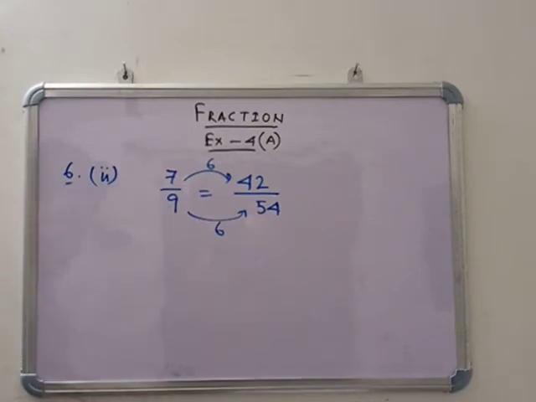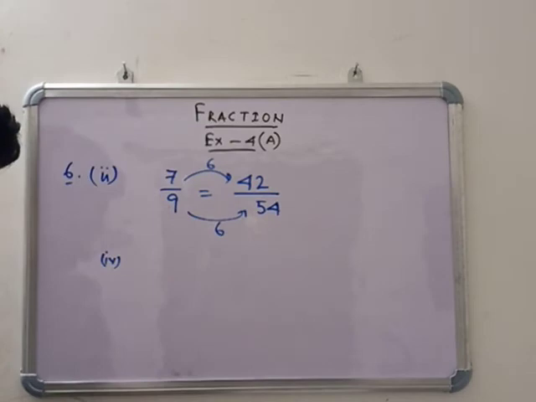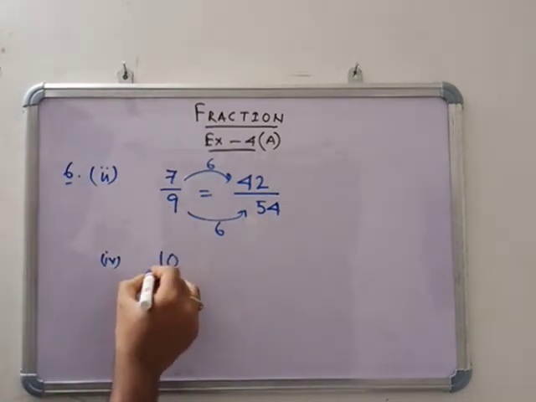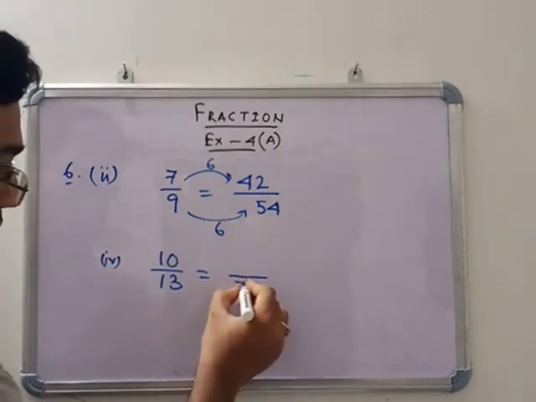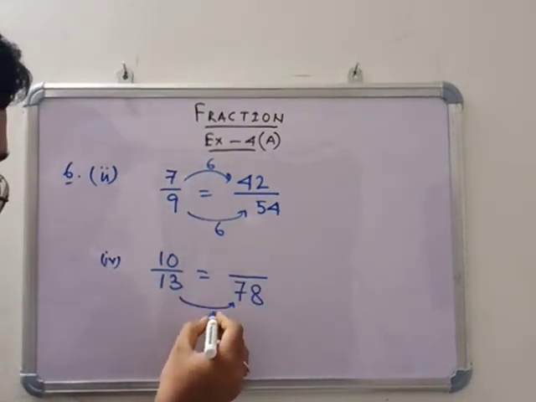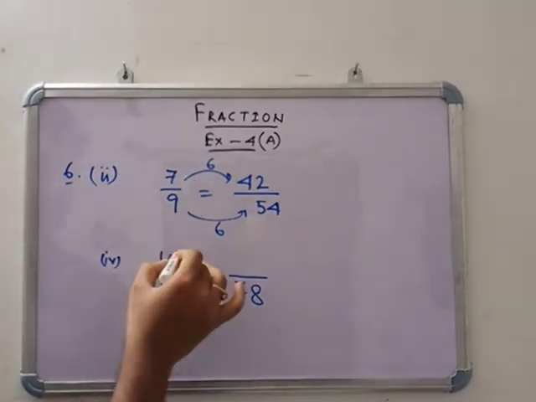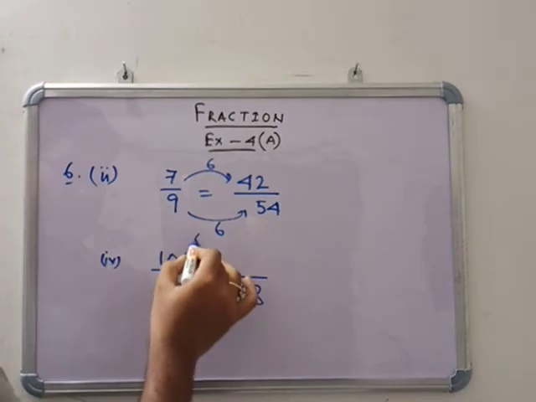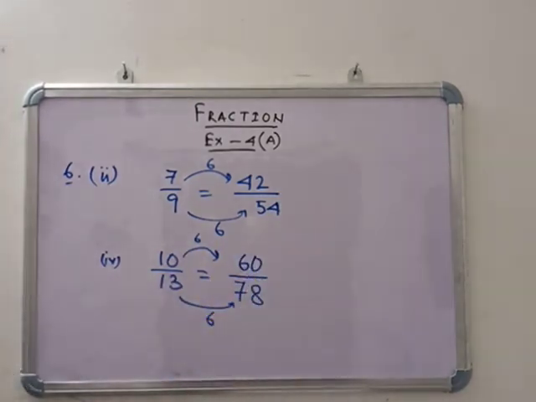Next one, number 4. In number 4, 10 by 13 is given, denominator given 78. So 13 into 6, that means 78. Okay. Now if we multiply 10 by 6, then this is 60. So 60 by 78 is the equivalent fraction.